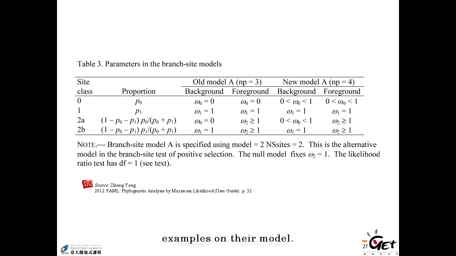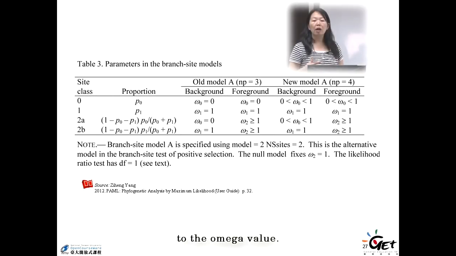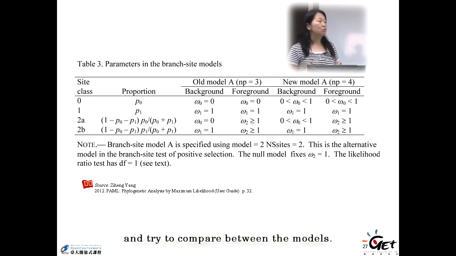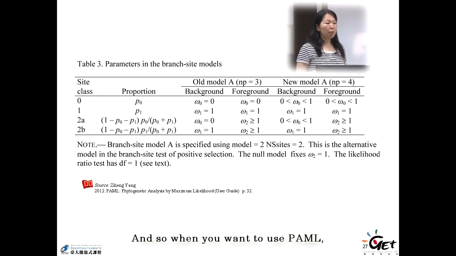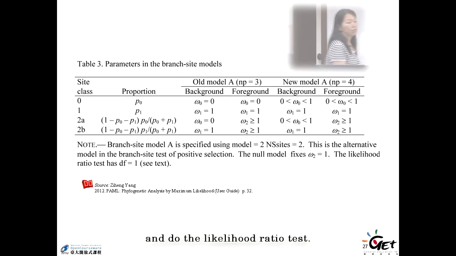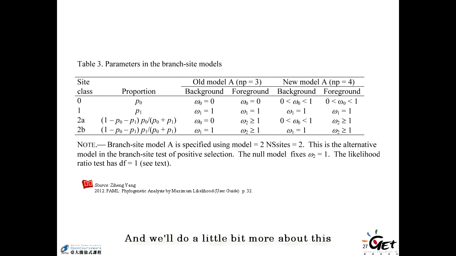And this is one of the examples of their model. So the parameters used in the branch site model are similar to the others, but I want you to pay more attention to the omega value. So that's the one we try to estimate and compare between the models. And so when you want to use PAML, you have to be careful about which model you are comparing to. So you're using one of the alternative models and doing the likelihood ratio test. And we'll do a little bit more about this during our laboratory courses.